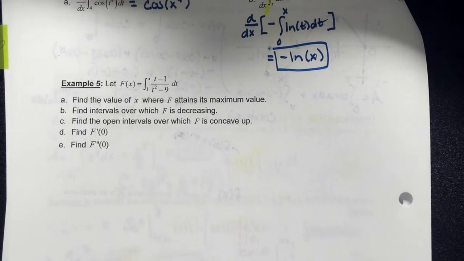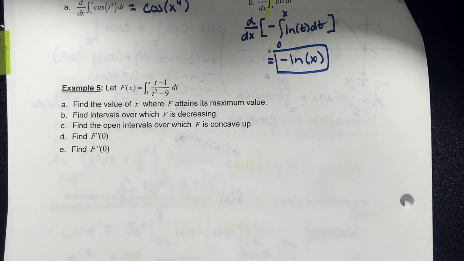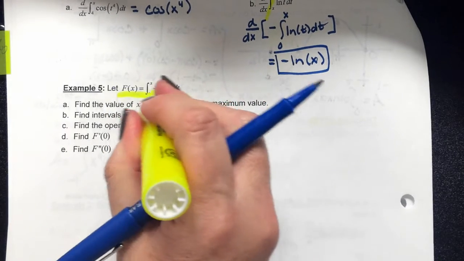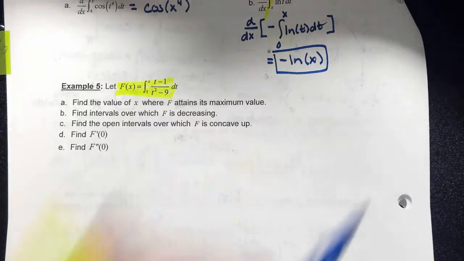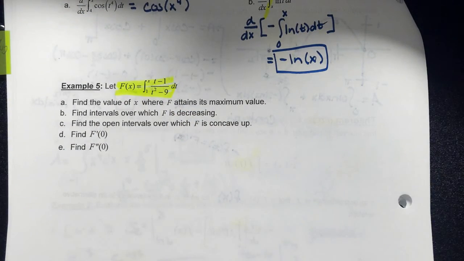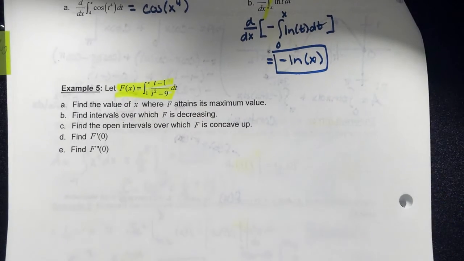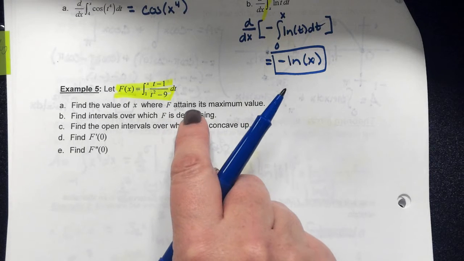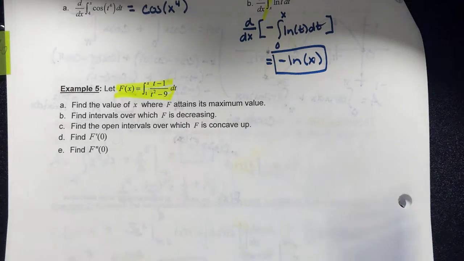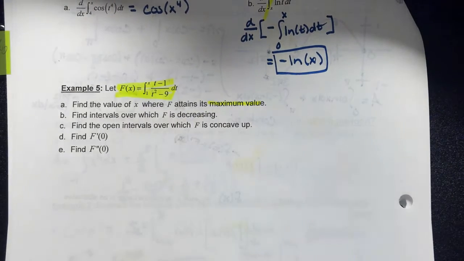Last example. Basically, we've done maxes, we've done increasing, we've done decreasing. So this is incorporating what we've already done with derivatives. But now notice, they're not giving you f of x. They're giving you f of x is equal to the antiderivative from 1 to x of (t minus 1) over (t squared minus 9). So they want to find the value of x where f attains a maximum value. Well, how do you do maxes and mins? What do you do?